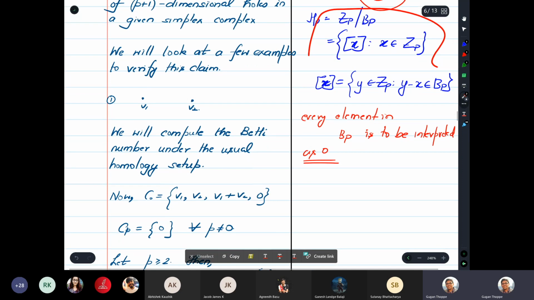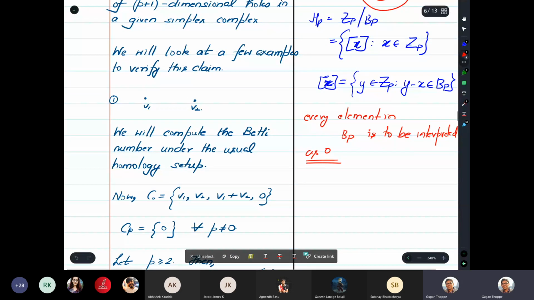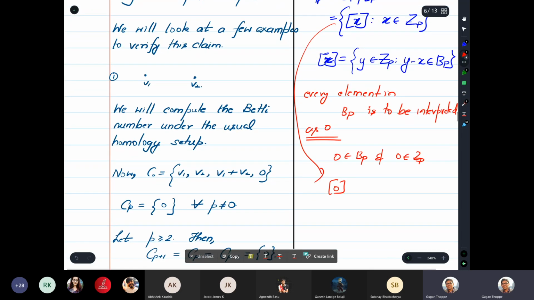So my claim is that, I hope you agree, 0 belongs to BP, since BP is a vector space, and 0 also belongs to ZP. Right? So one can ask, in this collection, what is the equivalence class of 0? My claim is that the equivalence class of 0 is actually BP. Let me prove that.